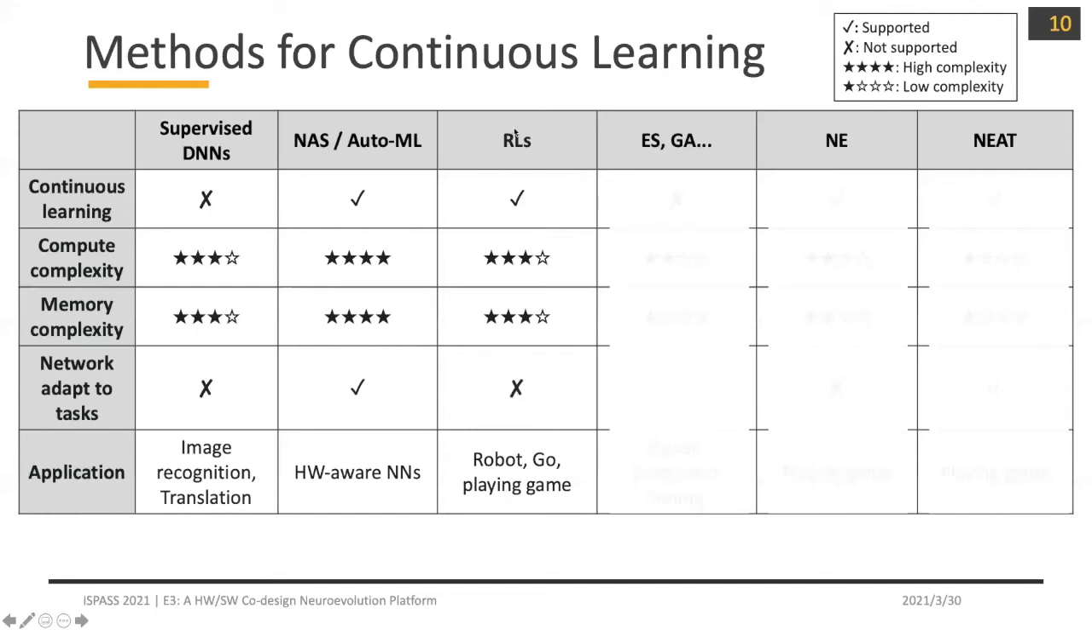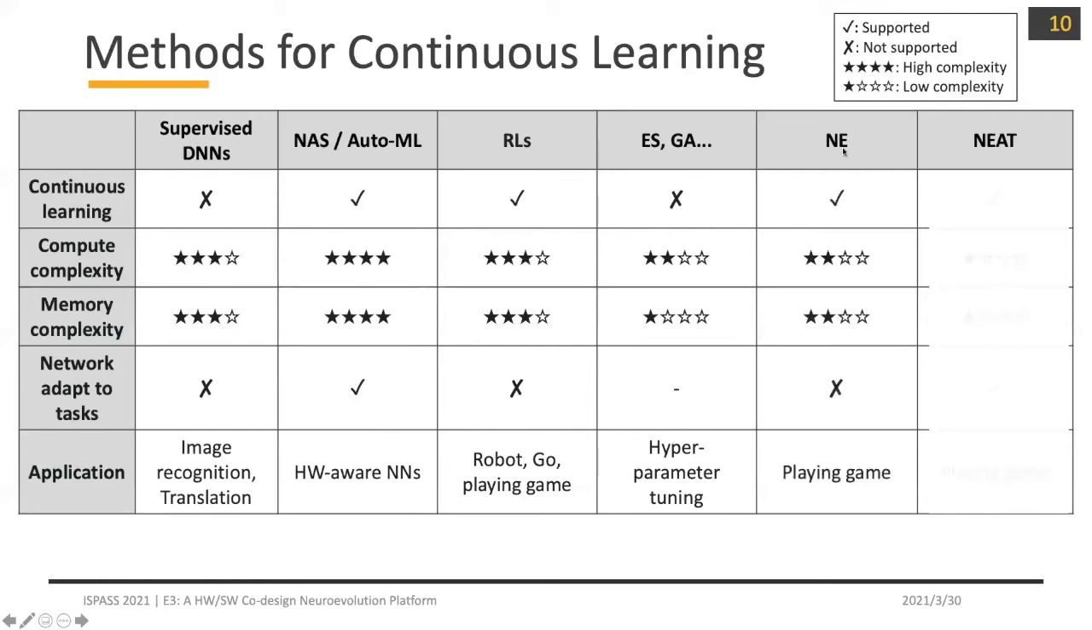And we have talked about reinforcement learning, which can do continuous learning. However, it has forward and backward paths, so it has comparatively high compute and memory complexity. And you need to predefine the neural network. The basic ES and GA cannot do continuous learning. And the variant of it, neuroevolution, has a DNA inside. It can do continuous learning, and it only has forward paths, so it has relatively low compute and memory complexity. But the network needs to be predefined.